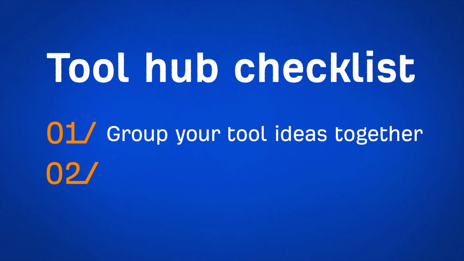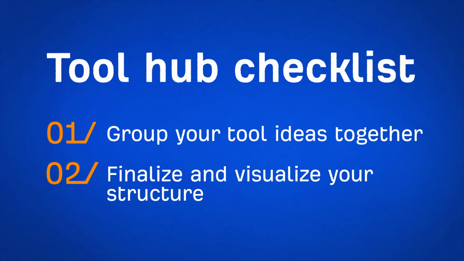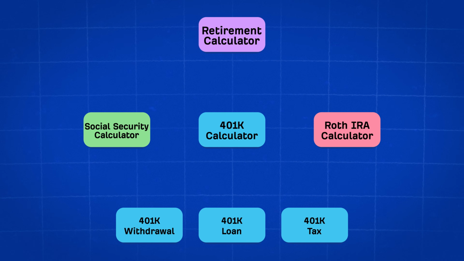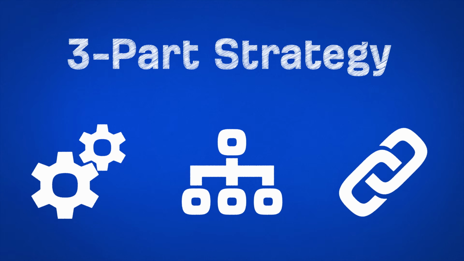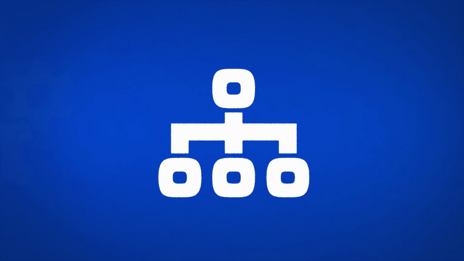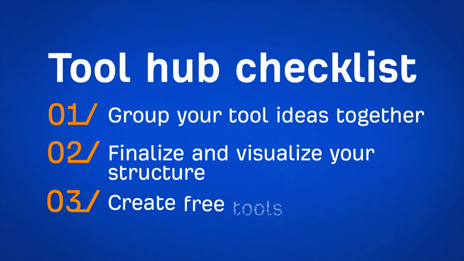And step two is to finalize and visualize your structure. And this is important to do because it's going to make sure that your tools are organized in a logical structure, maximizing the impacts from part 3, which we'll get to soon. But we need to finish things up in part 2 first, creating these free tools.